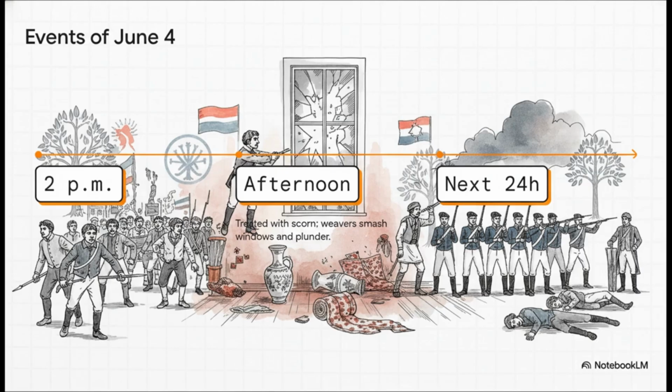Mapping out the specific events of June 4th chronologically shows exactly how fast things unraveled. Right around 2 p.m., a large crowd of these weavers marched in pairs to their contractor's mansion, simply demanding fair wages. Instead of a negotiation, they were met with absolute scorn and threats. And the starving crowd just snapped. They forced their way inside, violently smashing elegant windows and porcelain furniture, and literally tore the storehouse's cloth supplies to shreds.